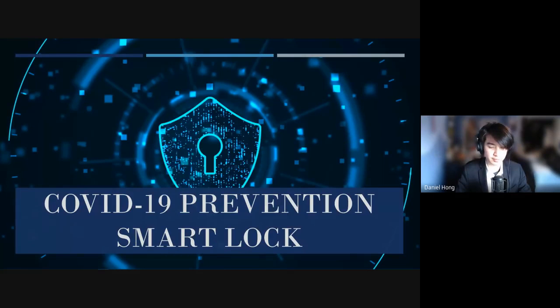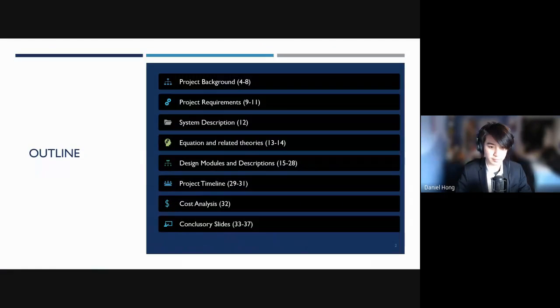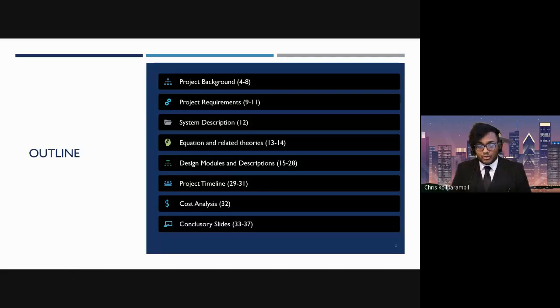Next page. This will be our outline for this presentation today. We've broken it up for the sake of clarity and brevity. We hope you'll enjoy it.